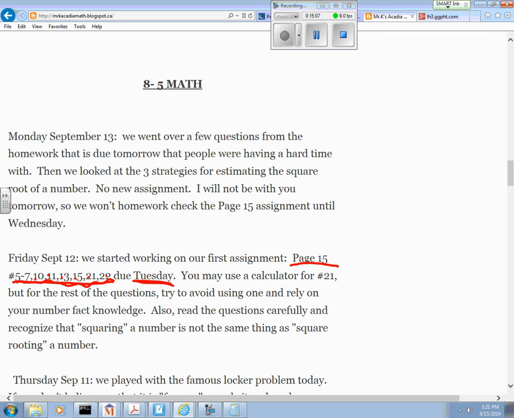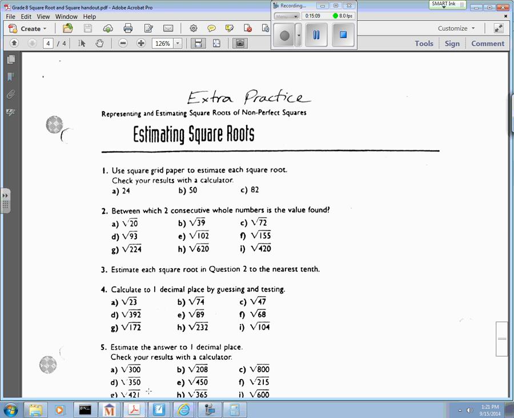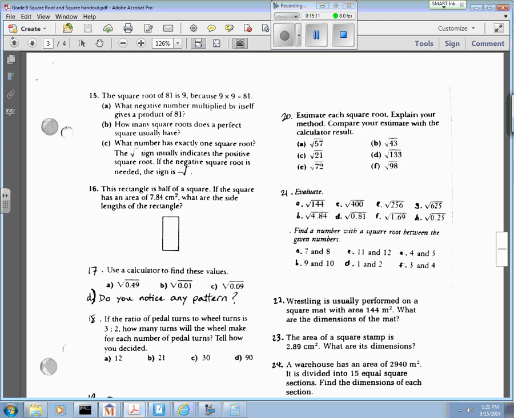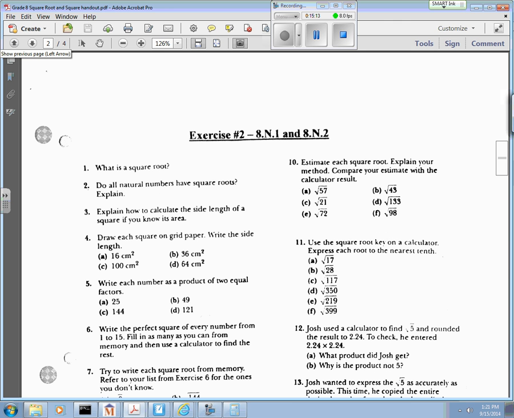Otherwise, do as much as you can in this booklet here that I've just handed out to you, and then we'll get some videos on a little later.